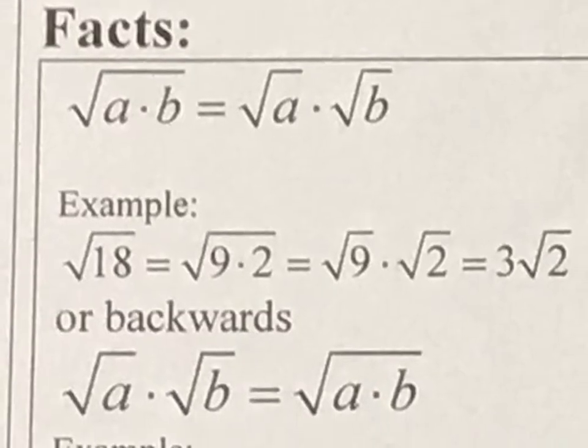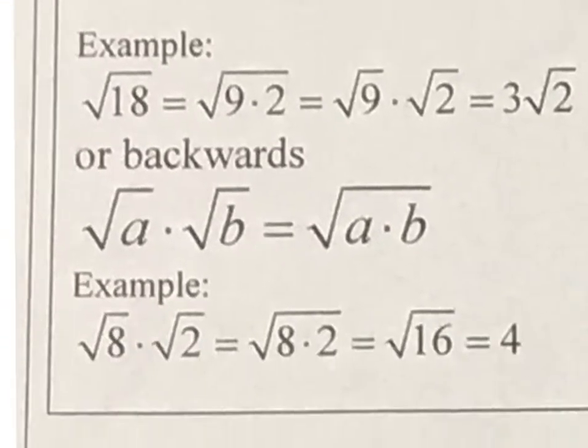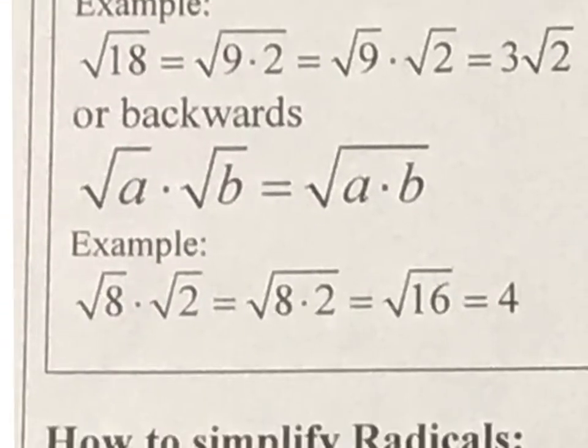But this rule of splitting radicals also works backwards. You could have 2 separate square roots that are being multiplied together, and you could actually put them both together underneath one square root and multiply the terms. An example of this would be the square root of 8 times the square root of 2. You could put those together as 8 times 2. That way you'll get 16, and you could actually do the square root of 16 because that's a perfect square number, giving you a perfect answer, 4.